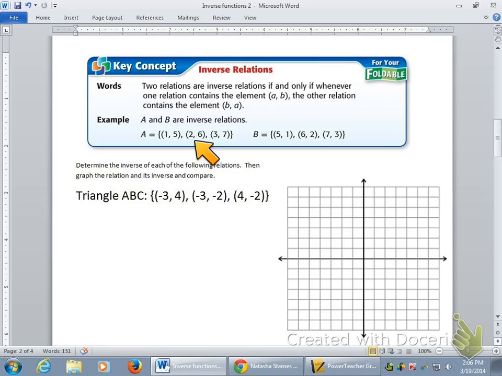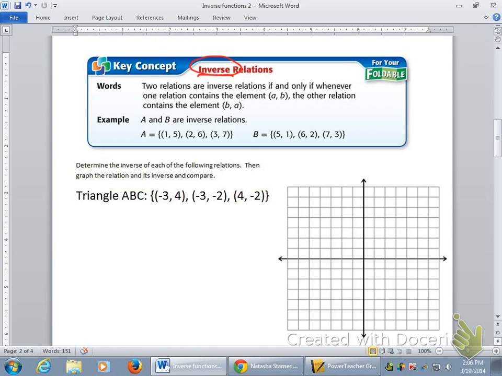That happens over and over again. If you plug in a 2, you get a 6. But if you plug in a 6, you get a 2. In function A, if you plug in a 3, you get out a 7. But in B, if you plug in a 7, you get out a 3. That's how you know that they are inverses of each other.